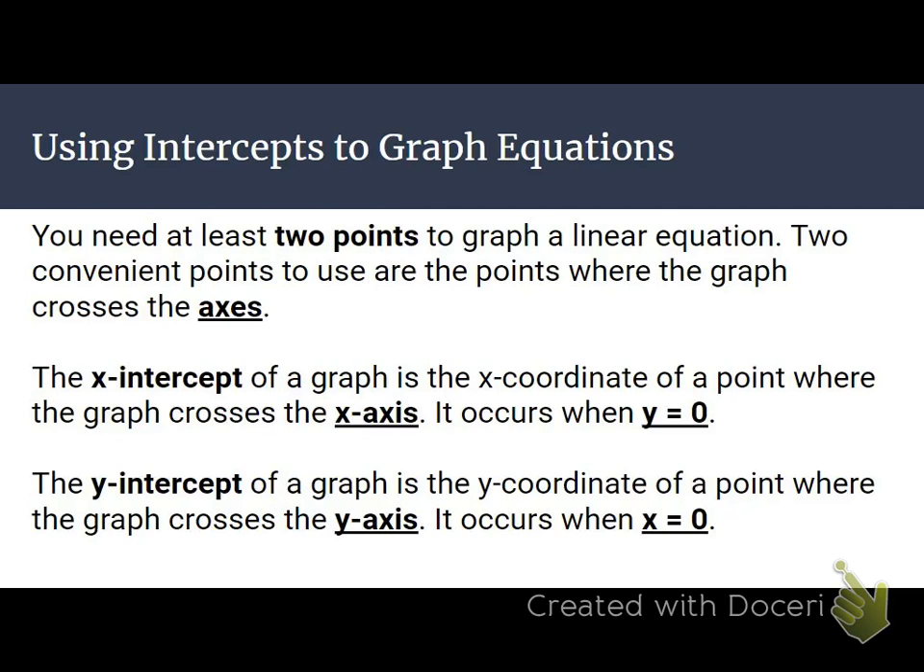What needs to go in your notes for sure would be these bottom 2 statements. The x-intercept is the x-coordinate of a point where the graph crosses the x-axis. It occurs when y equals 0. The y-intercept is the y-coordinate of a point where it crosses the y-axis. It happens when x equals 0.